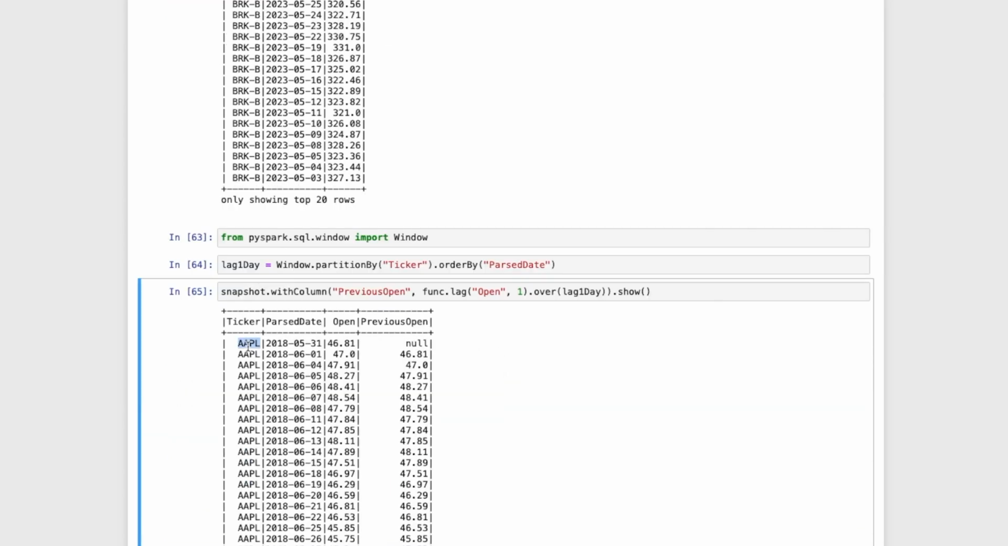Look at this. We got Apple on 2018-05-31. This is the farthest our data goes back, and the price of Apple on that day is 46.81, right? And on the 1st of June 2018, the price of Apple is 47, but we also get the previous day's open, 46.81. So we did get it over here, right? And similarly, the previous open is 47.91, and so on.